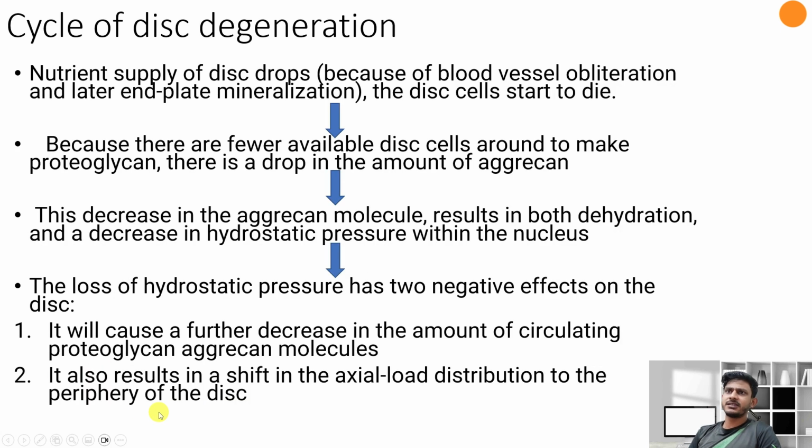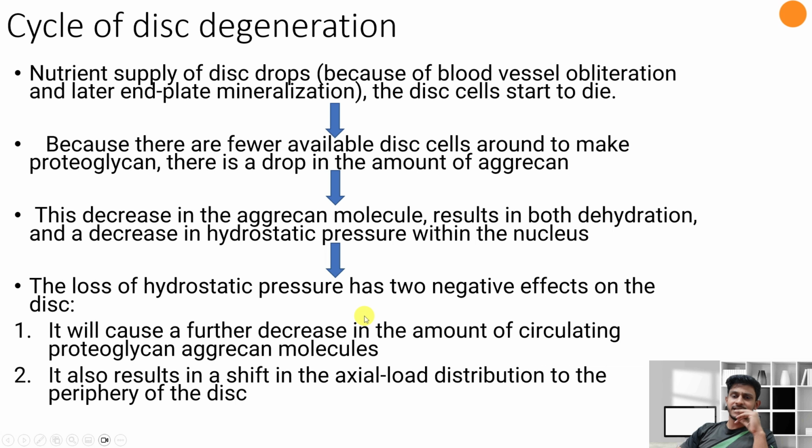So, the cycle of disc degeneration. As the nutrient supply of the disc drops because of less diffusion, there are fewer available new cells producing proteoglycan. As we told you, proteoglycan, mainly aggrecan, is responsible for holding the water content of the disc. And this decrease in aggrecan results in dehydration and decrease in hydrostatic pressure.